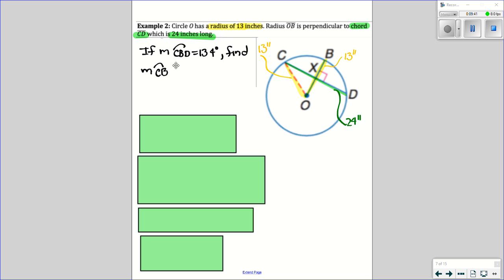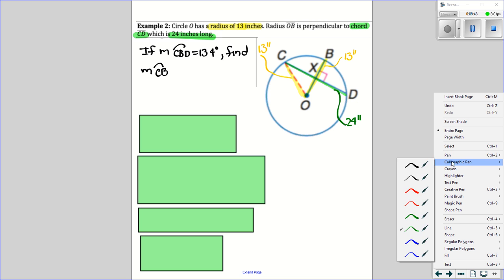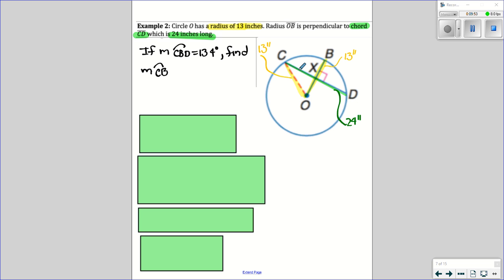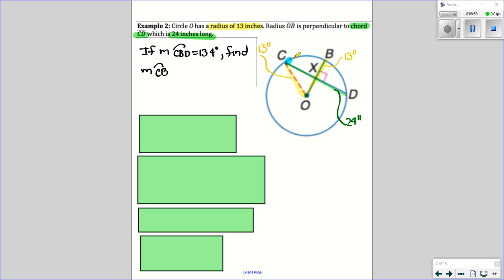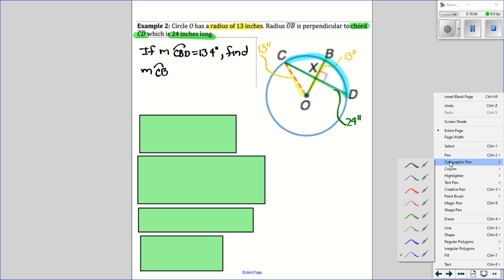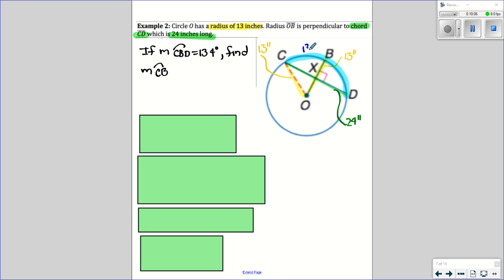They want us to find, if arc CBD is 134, so I'll mark that up, 134. Actually, let me highlight that so that way we see what we're looking for. Good. So that arc CBD is 134 degrees. They want us to find arc CB. So that's a piece of CBD. So how do we end up finding what that is?